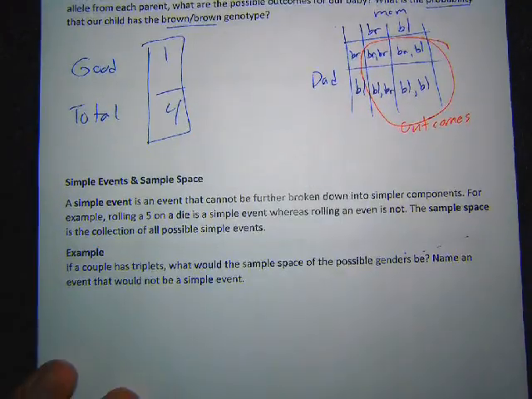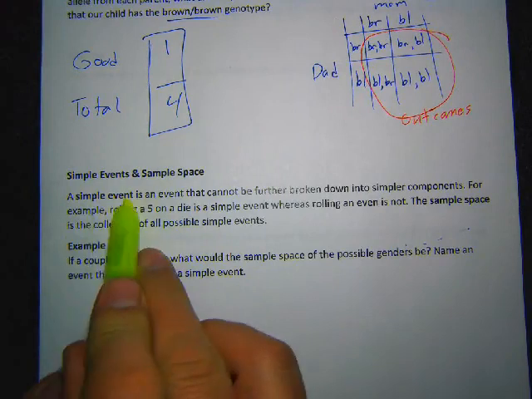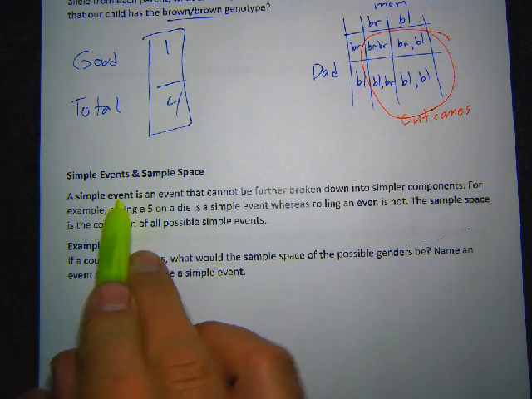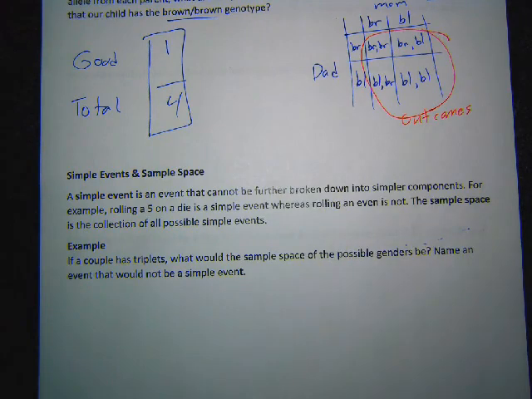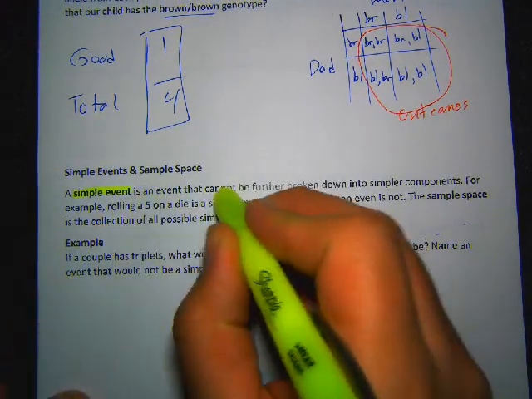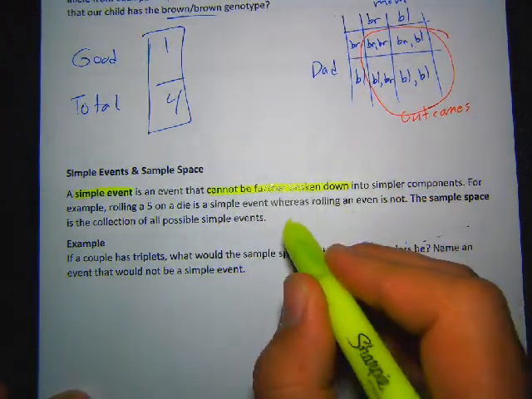Okay, let's talk about a simple event. So a simple event, this is a specific type of event that cannot be further broken down. So you can't break it into simpler parts. You can't go any less. So a simple event cannot be further broken down. That's what makes it simple.